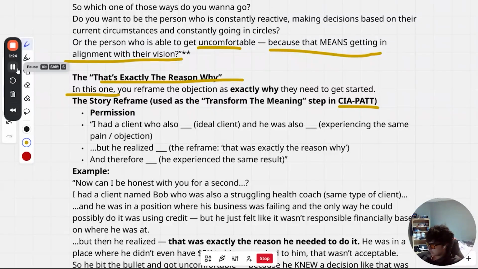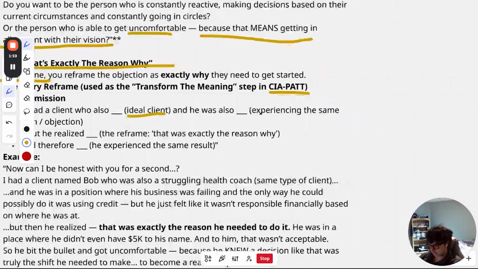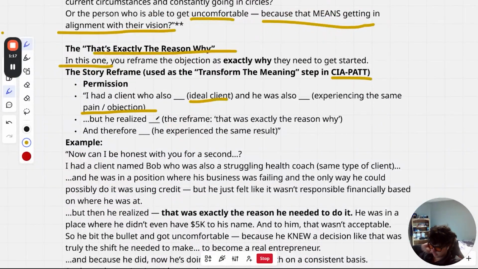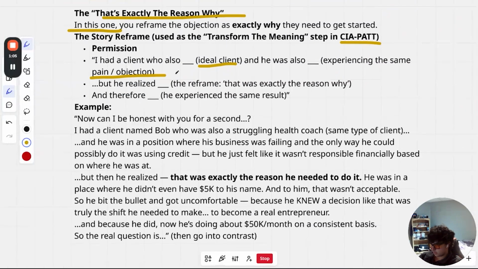Permission. I had a client who was also experiencing the same pain objection. But he realized XYZ at the same time, and therefore he wasn't able to actually get it. Example: now, can I be honest with you for a second?